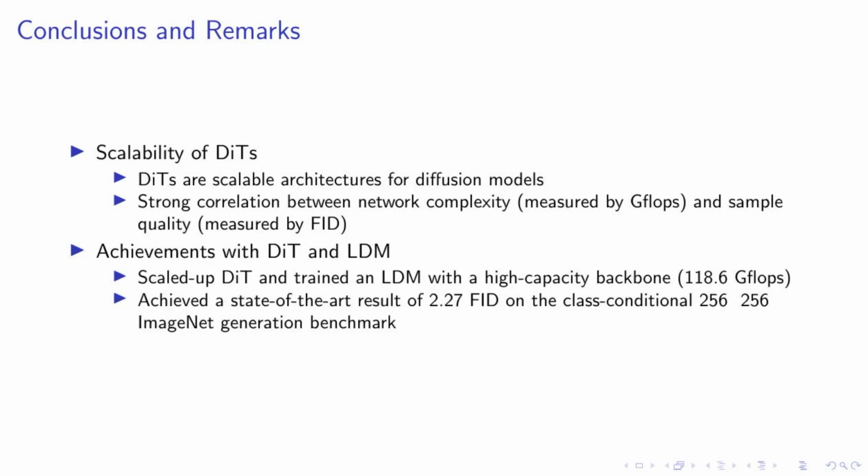In conclusion, we've seen that diffusion transformers or DiTs are highly scalable architectures for diffusion models. There's a strong correlation between the complexity of the network measured in Gflops and the quality of the samples measured by FID. This scalability has allowed us to achieve state-of-the-art results. We scaled up a DiT and trained a latent diffusion model with a high-capacity backbone, achieving a remarkable 2.27 FID on the class-conditional 256 x 256 ImageNet generation benchmark.